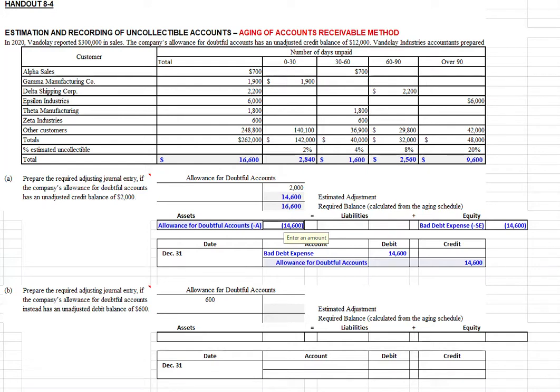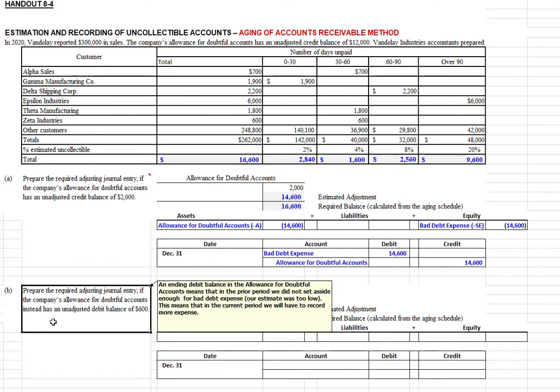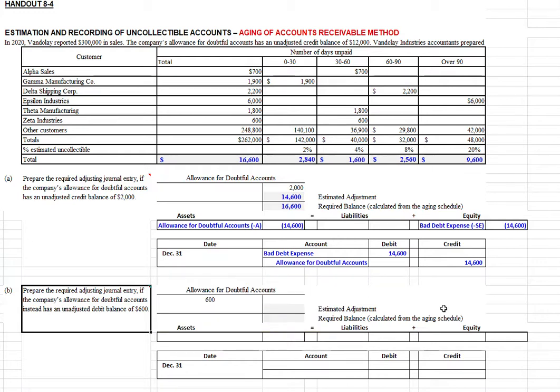Let's go through the same process in terms of our journal entry if at the end of the period we had a $600 debit balance. And again, a debit balance typically means that we didn't set aside enough in the prior period. Our estimate was too low, and in the current period we're going to have to record a slightly higher expense. So let's go ahead and take a look at it. Again, there's our $600 debit balance.